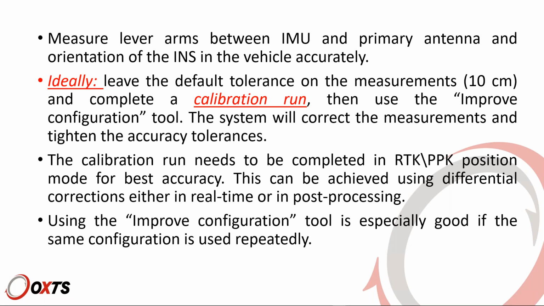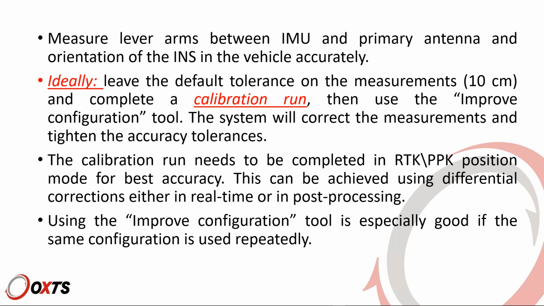But obviously, before you tighten the tolerance, you need to be sure of what you are doing. So ideally, you would leave the default tolerance to start with, that's 10 centimeters on lever arms and 5 degrees on orientation, and complete a thorough warm-up. We'll see in a minute what that means. Call it a calibration run. So you can get all the settings right. You will leave the system to figure out what the exact settings are. And then through the improved configuration tool, you will apply this improved configuration to the system. So you are guaranteed that your measurements are taken absolutely accurately.